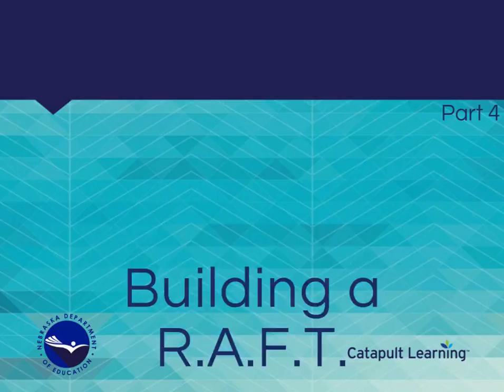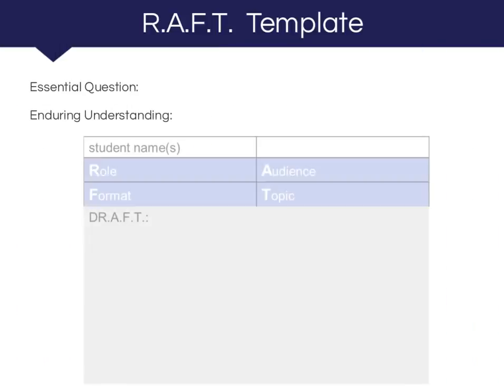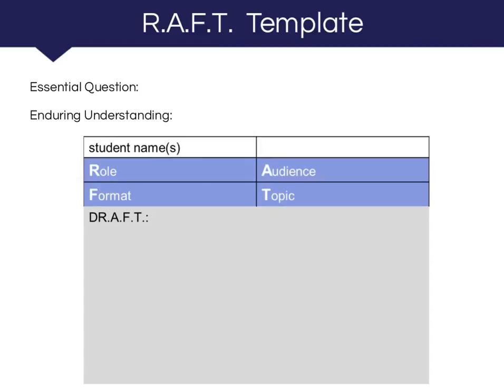In Part 4, we'll show you how to build your own RAFT. When you build your own RAFT, the structure only requires that the role, audience, format, and topic are defined. Everything else can be tailored to your needs. One way to build your RAFT is to use RAFT as an assessment tool. At that point, students will internalize the essential question for the unit as well as the enduring understanding.